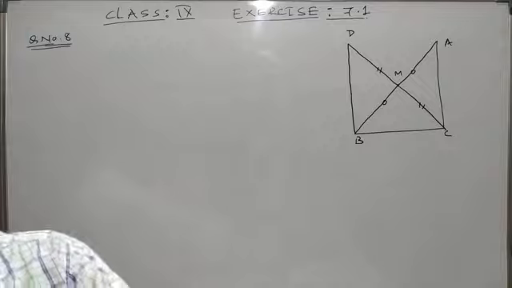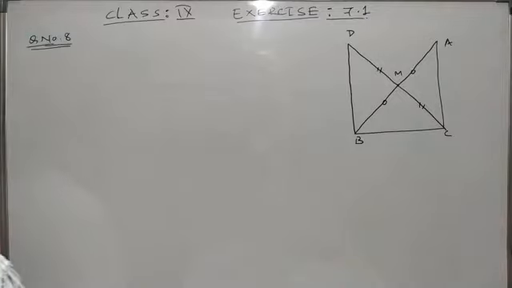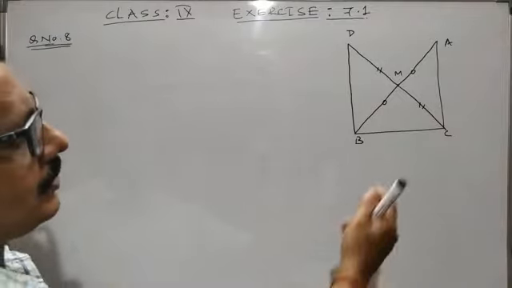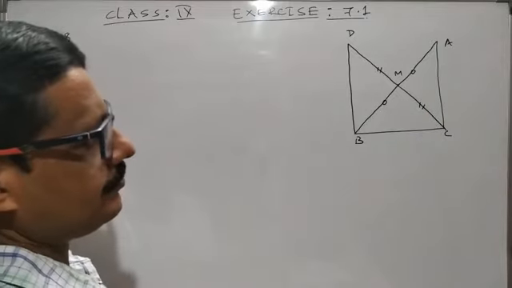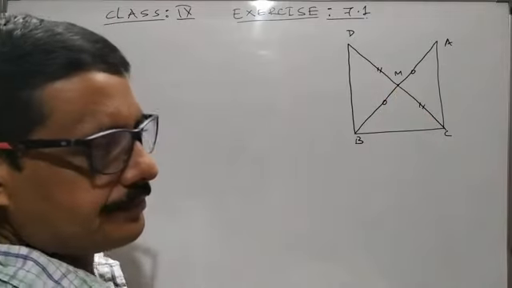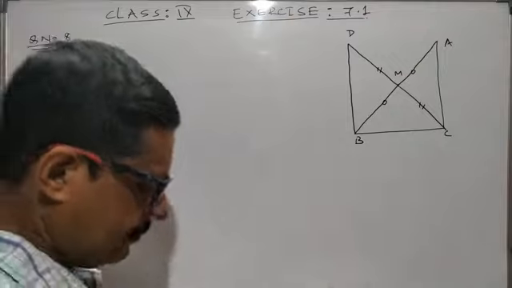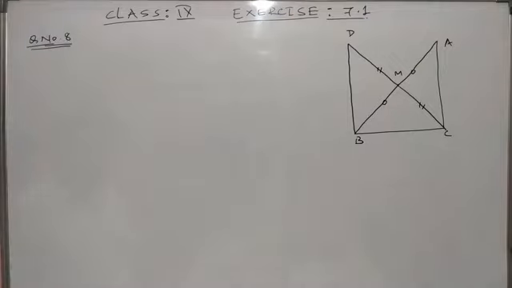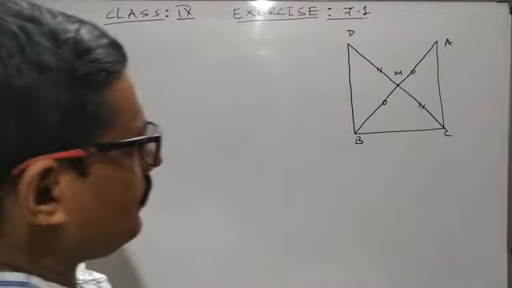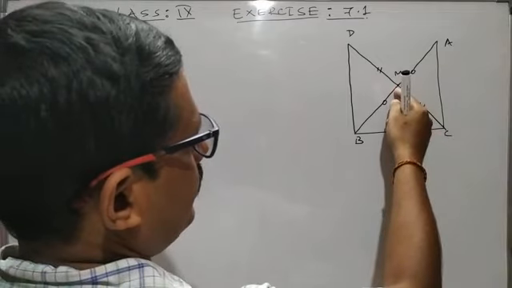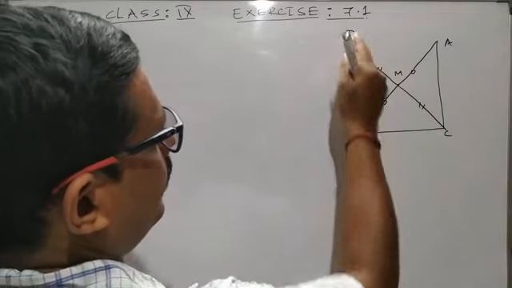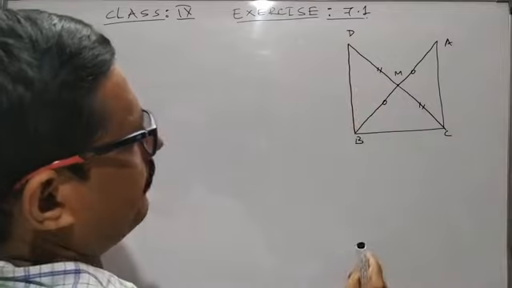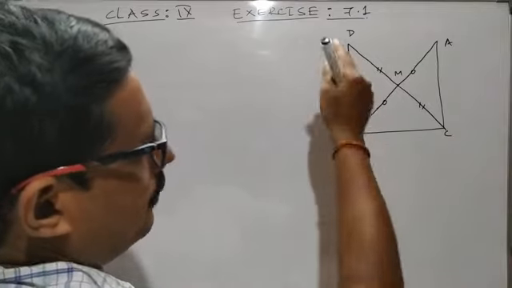ACB is a right angle triangle with angle C equal to 90 degree. M is the midpoint of AB. CM, C is joined to M and produced to the point D such that CM equal to DM. Now B and D are joined.